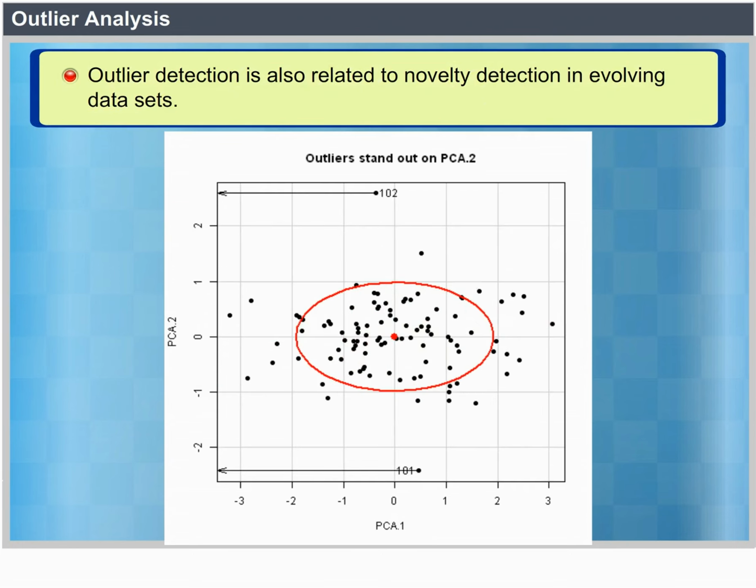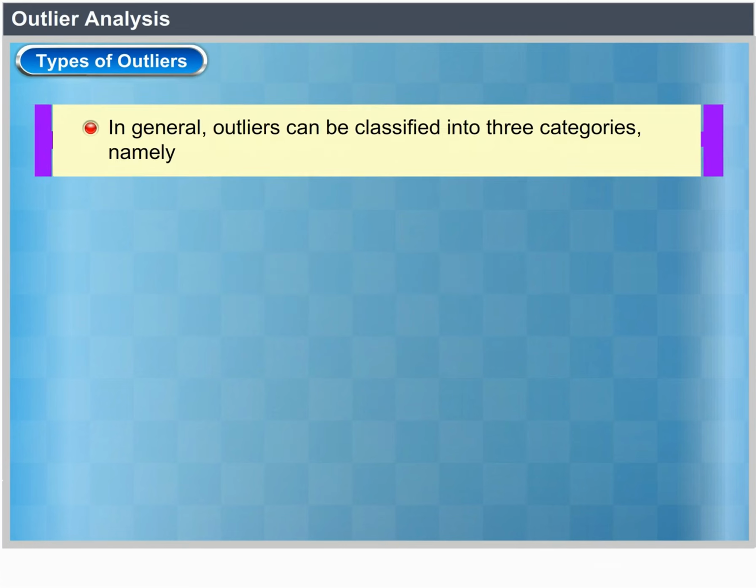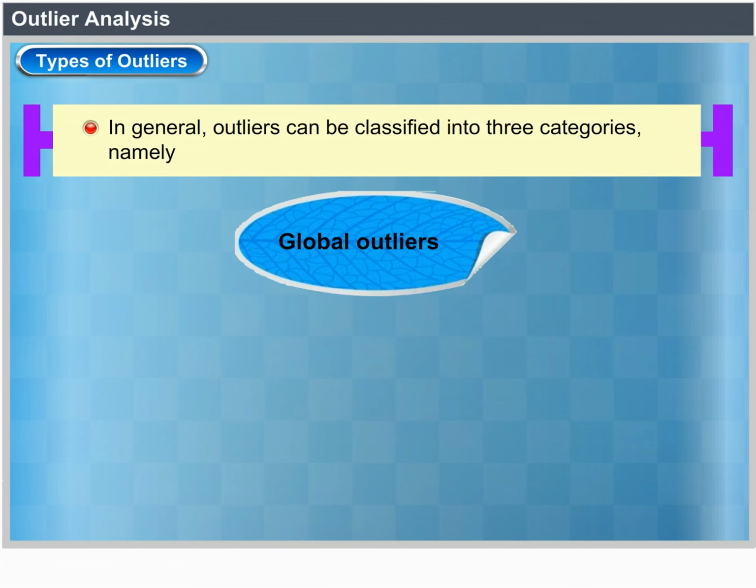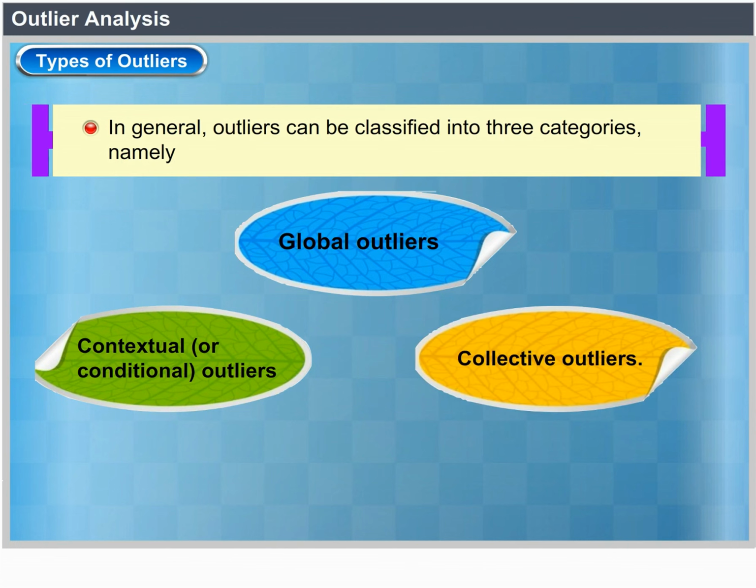Types of outliers. In general, outliers can be classified into three categories, namely global outliers, contextual or conditional outliers, and collective outliers. Let's examine each of these categories.